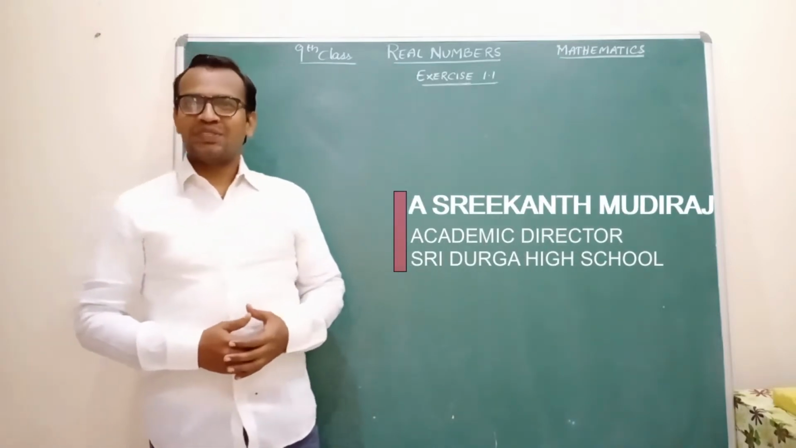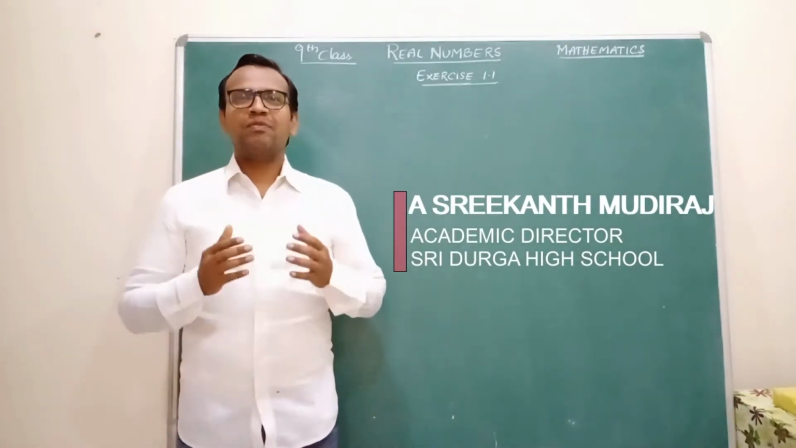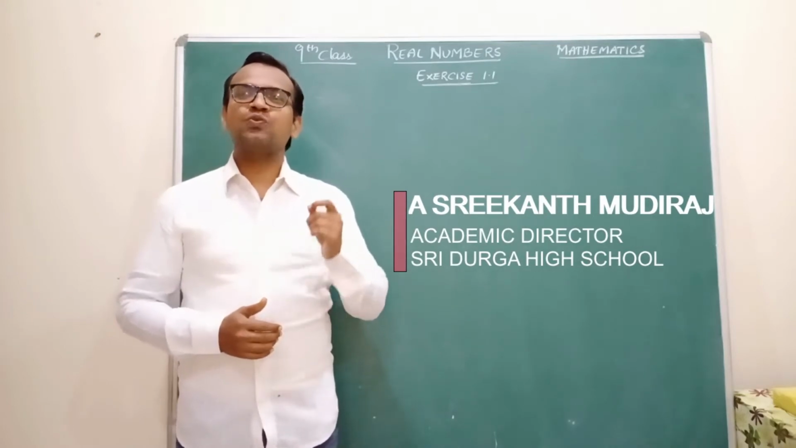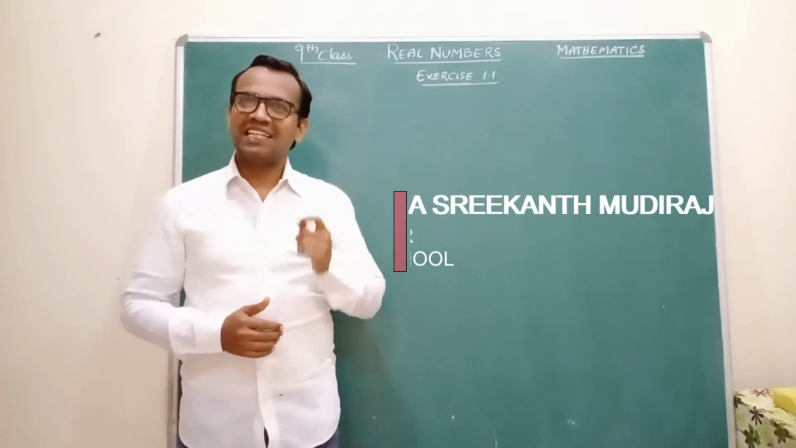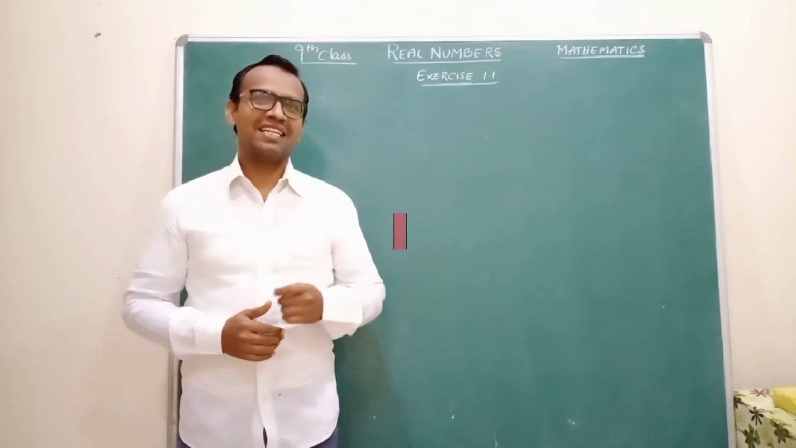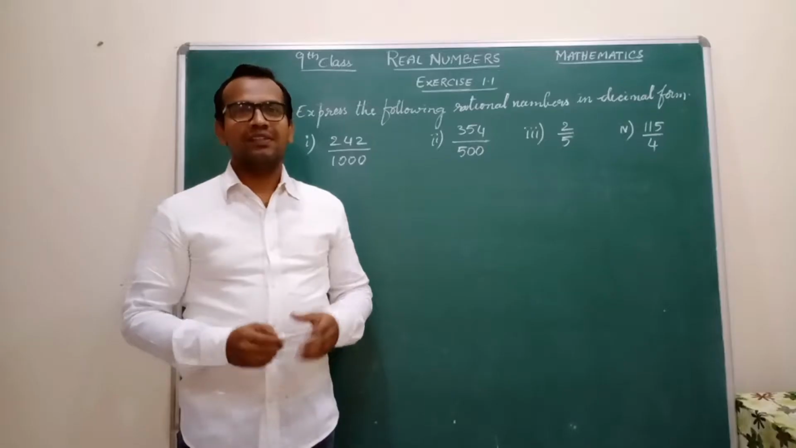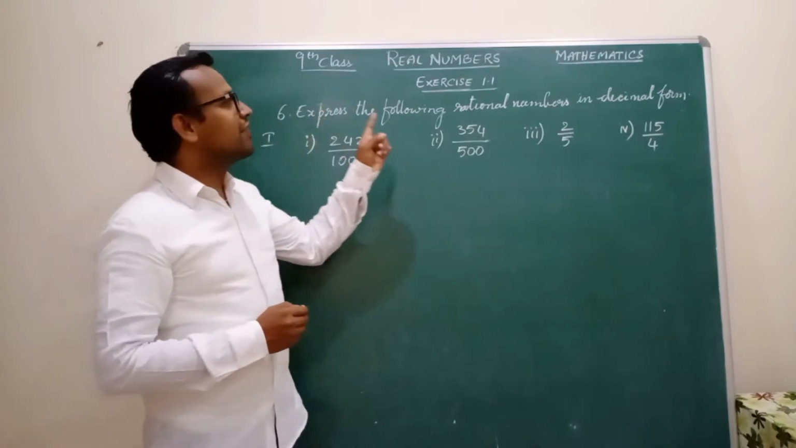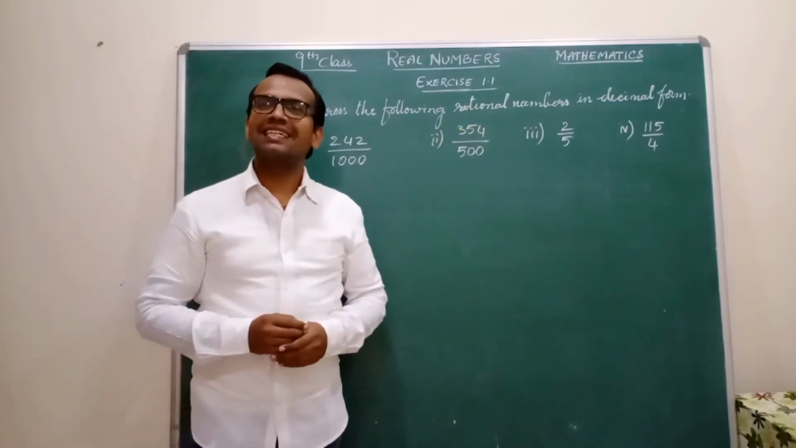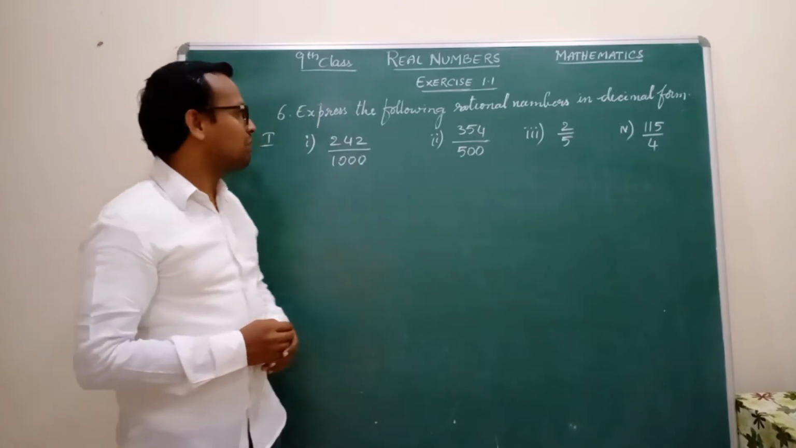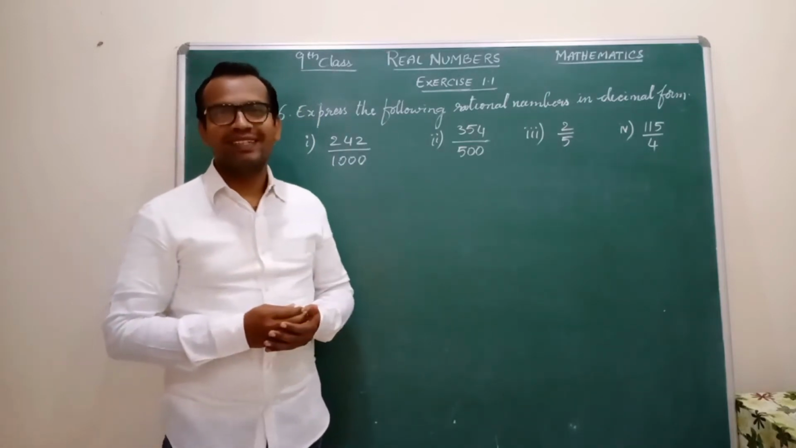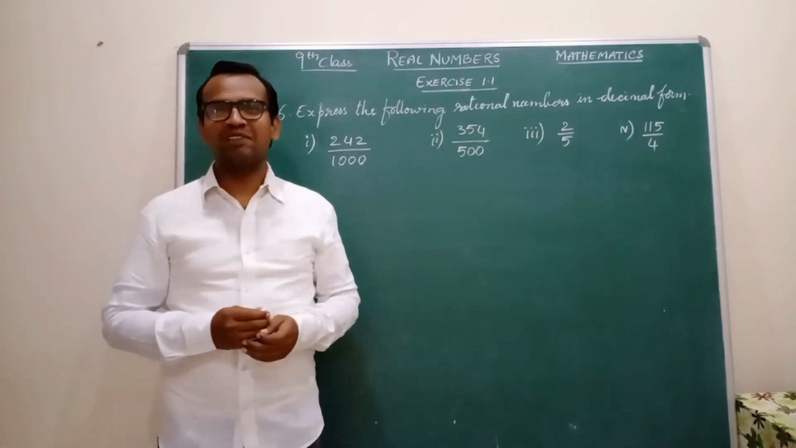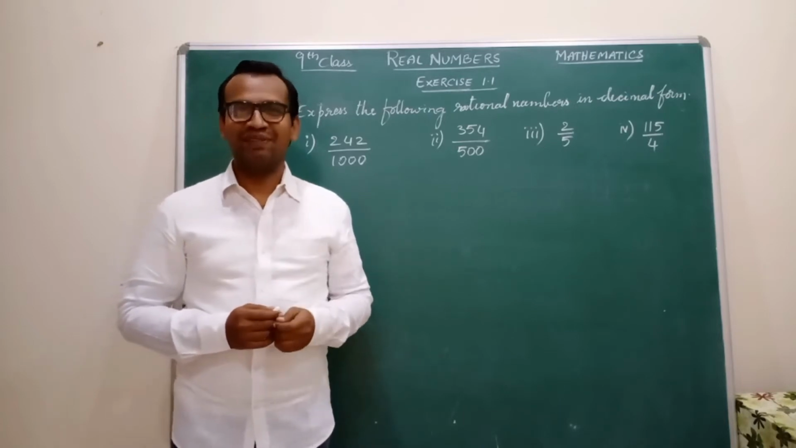In this video, we are going to solve the problems given in exercise 1.1 of the real numbers chapter from 9th class mathematics. The sixth question is like this. Express the following rational numbers in decimal form. So here are some rational numbers and we have to express them in decimal form by simple division.